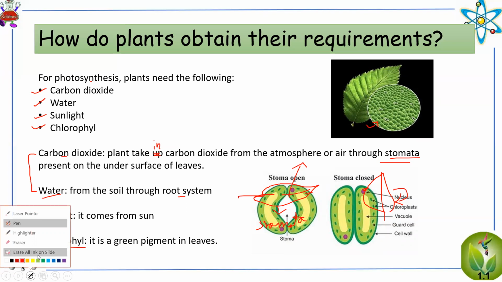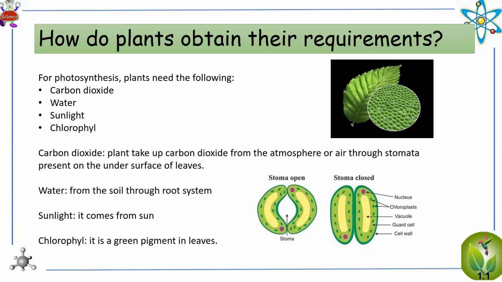See, just like this is the stomata, the stomata opens. This is the nucleus, this is the chloroplast, and this is the vacuole. This is the guard cell, the green filling in this, and this is the cell wall. And this is how the stomata opens. This is the stomata that is closed, and this is the stomata that is opened. Like this, it takes in CO2.